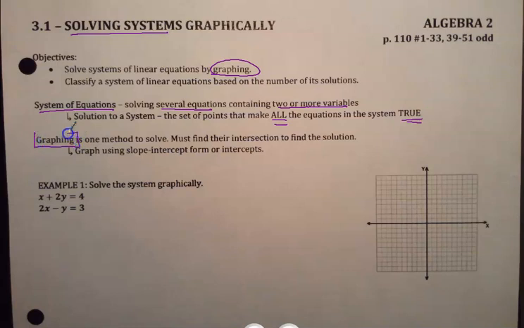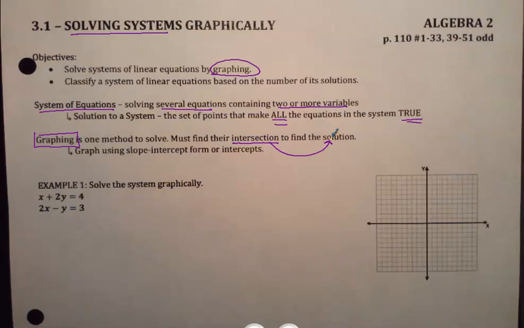Graphing, which we're doing today, is one method to solve. We're going to learn several different ones. Graphing is the simplest, but it also has limits. We can't use it for every equation. But in order to use graphing as a method to solve, we must find the intersection, because their intersection is the solution. We're going to graph using slope-intercept form, or you can use your intercepts. It does not matter to me in the least.